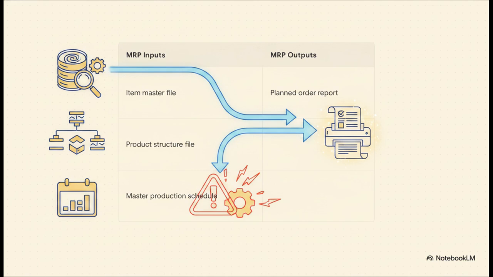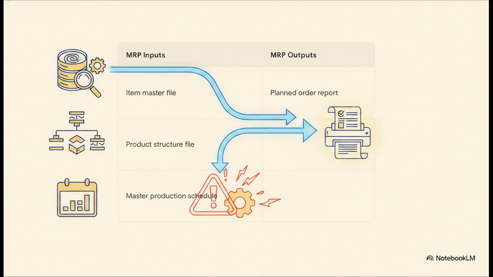To get that output, your MRP system needs 3 critical input nodes. First, the item master file. Second, the product structure file, also known as the bill of materials. And third, the master production schedule, which tells you exactly which finished products are needed and when.